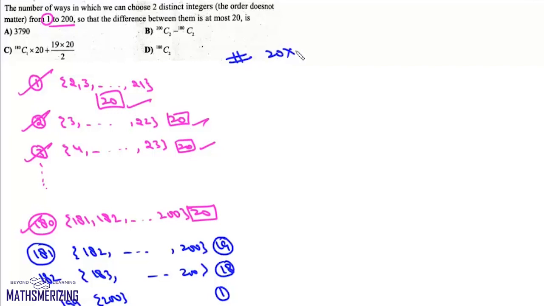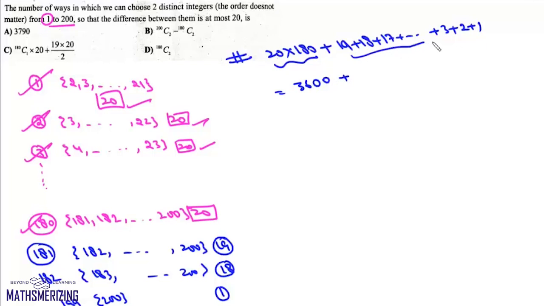So it will be 20 into 180 plus the series, which is 19 plus 18 plus 17 up to 3, 2 and 1. Now this is 3600, and this is the sum of the first 19 natural numbers, which is n into n plus 1 by 2, which is 190. So this value will be 3790, and that's your option A.